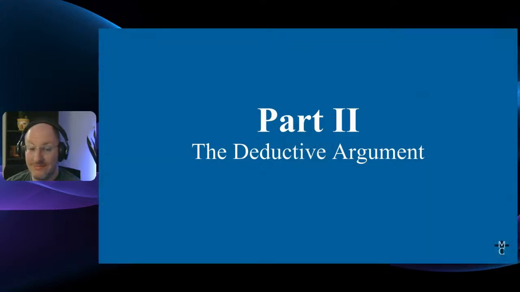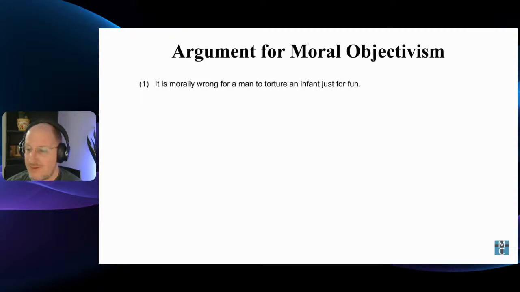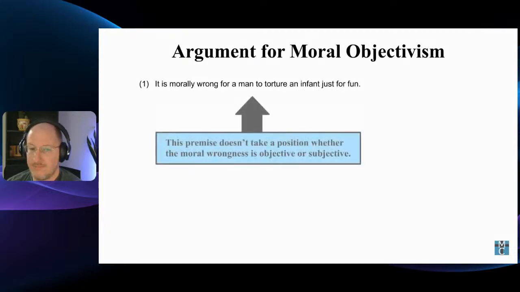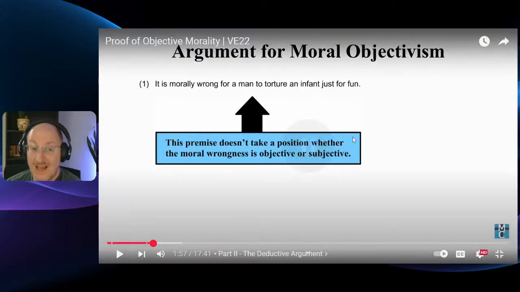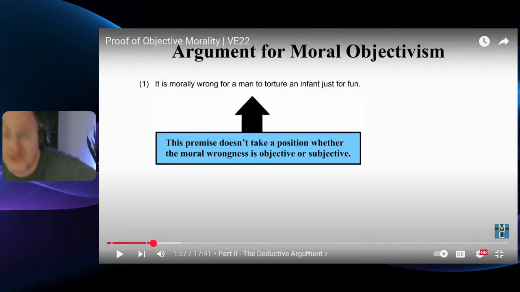The deductive argument. When structured as a deductive argument, the argument for moral objectivism becomes this. Premise 1. It is morally wrong for a man to torture an infant just for fun. Note that this premise doesn't take a position whether the moral wrongness is objective or subjective. Yeah, notice it's ambiguous as hell. That's consistent with every anti-realist view out there. It's even consistent with error theory, because the error theorist could be a fictionalist. Although there is the question of whether they're a fictionalist.